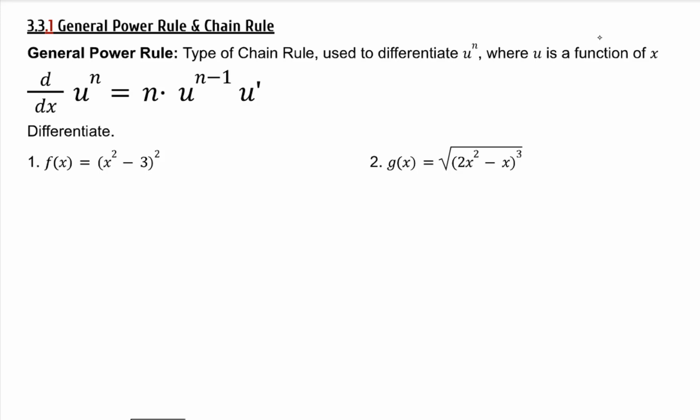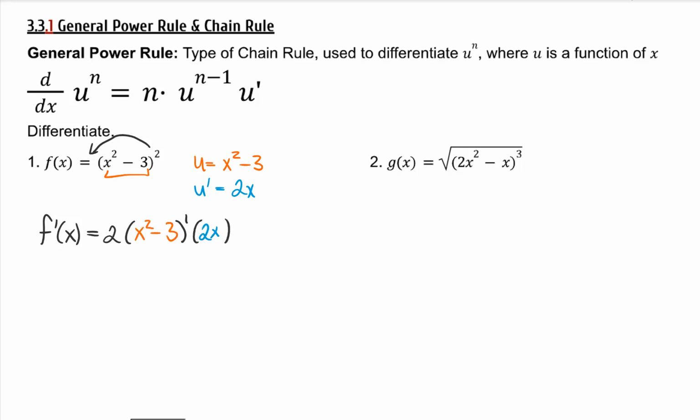Number 1, to differentiate, I'm going to establish what is u. U is x squared minus 3. What would that make u prime? 2x. Differentiate, pop this power down, multiply by u, subtract from the power, and then multiply by u prime. We usually like our answers to be fully factored, so we'll multiply the 2 and the 2x, but keep it in front of the quantity x squared minus 3.